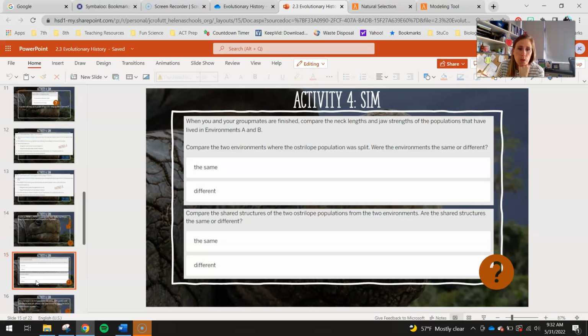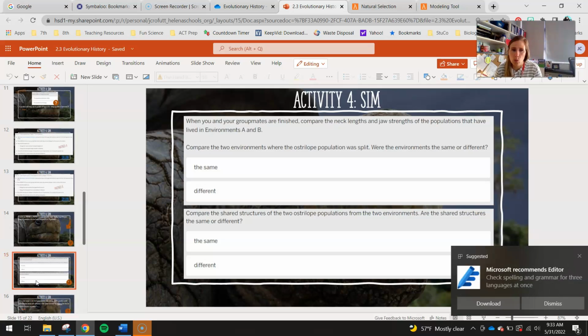So with your draw tool, when you and your group mates, so just you and yourself, are finished, compare the neck lengths and jaw strengths of the populations that have lived in environment A and B. Compare the 2 environments where the Australope population was split. Were the environments the same or different? So you will circle either the same or different.